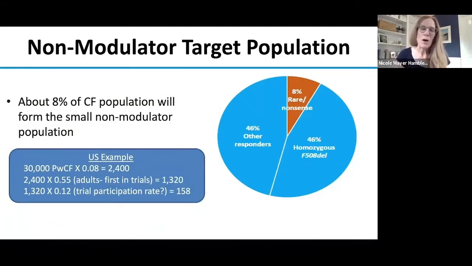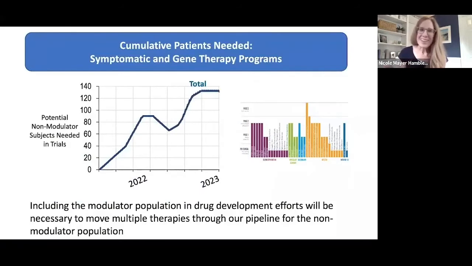The numbers are so small. If we just take the US, the number eligible, and filter that down to the number of adults who would qualify for those early phase studies, and then factor in our historic trial participation rates, we're really talking just the low hundreds of accessible patients for our trials. And so if we think about a robust pipeline of both symptomatic and gene therapy programs that we are trying to move along, we need to be very careful that we're not expending this precious population as we try to move all of these therapies forward.